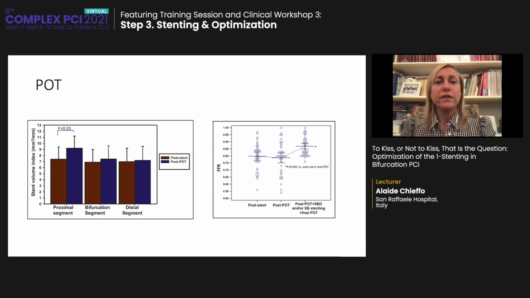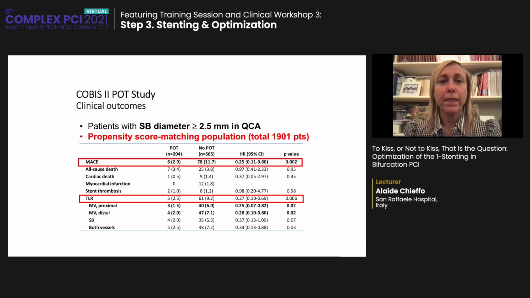POT has been demonstrated to be correlated with a higher stent volume as compared with non-POT, and POT has been demonstrated to decrease the fractional flow reserve when performed. In a COBIS-2 sub-analysis that took into account only patients with a side branch more than 2.5, the performance of POT was correlated with a lower occurrence of MACE, mainly driven by TLR, as compared with non-POT.